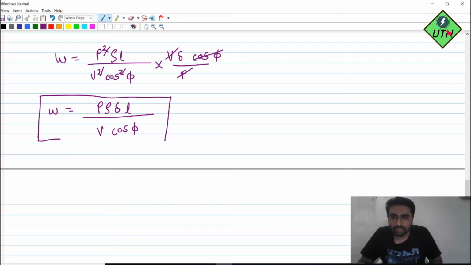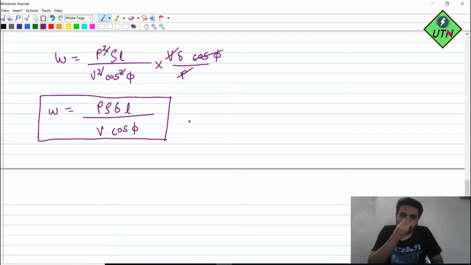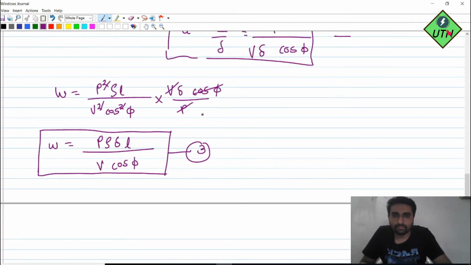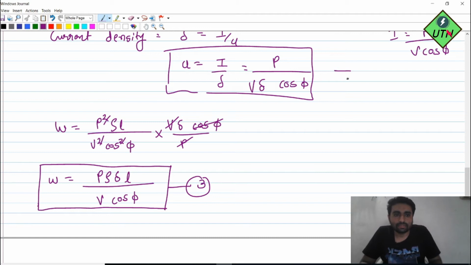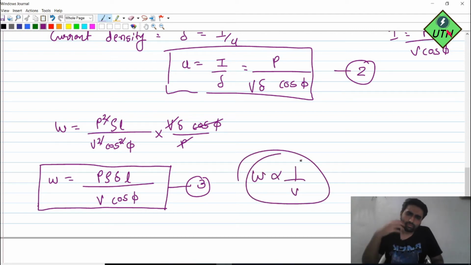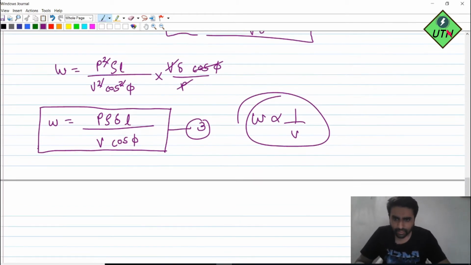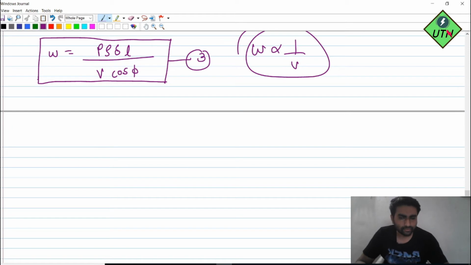Right. So this is the equation of power loss, and this we will call equation number 3. Our equation number 2 was the area. So from this equation we can say that the power loss is inversely proportional to voltage. We'll talk about it later. First we will see the derivation. So we have derived the power loss in the transmission line.